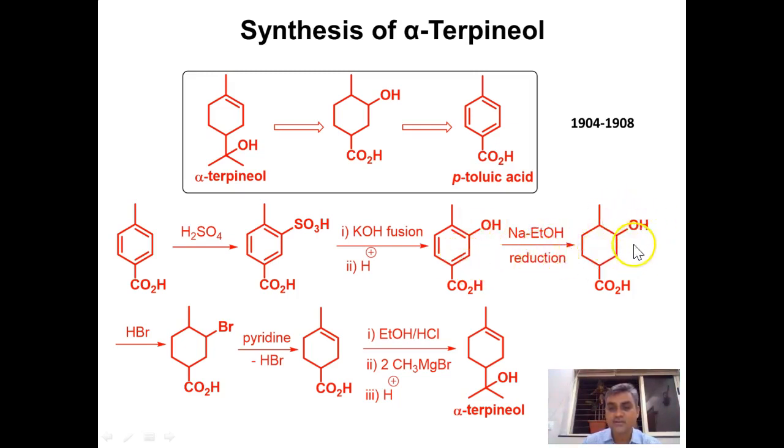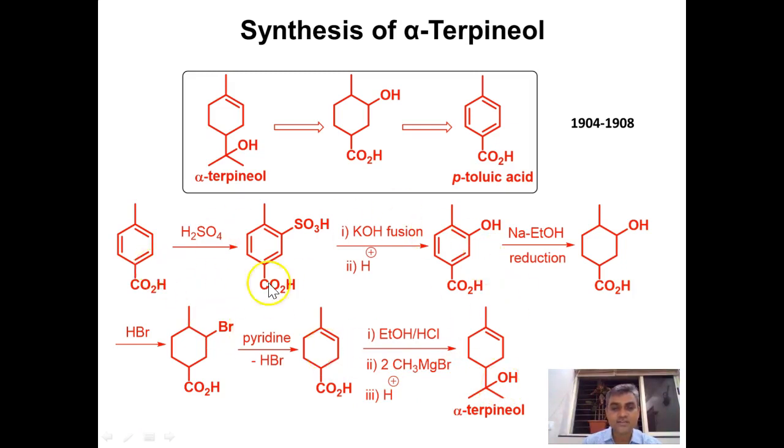We get this compound, a cyclohexanol type of substrate. Then its reaction with HBr gives bromination and elimination reactions occur, and we get a double bond. Later on, this carboxylic group is esterified and it is treated with two molecules of methyl magnesium bromide, and we get the alpha terpineol.